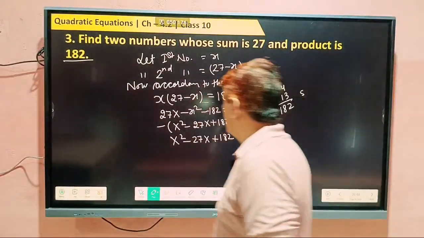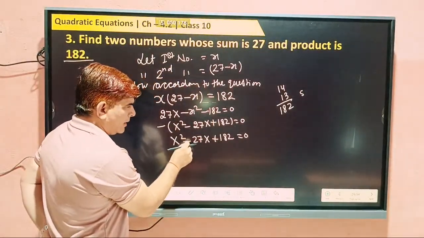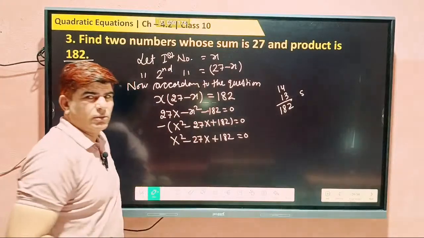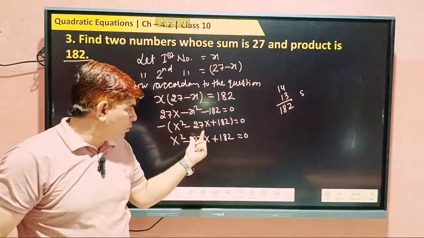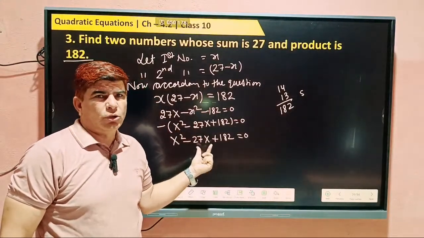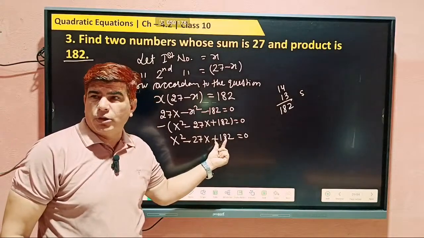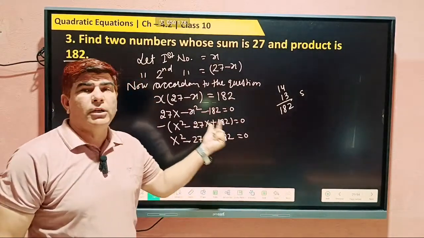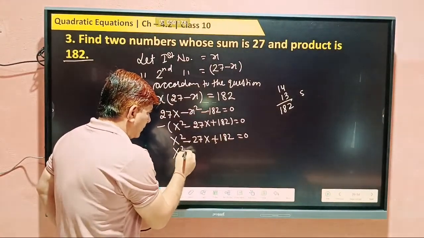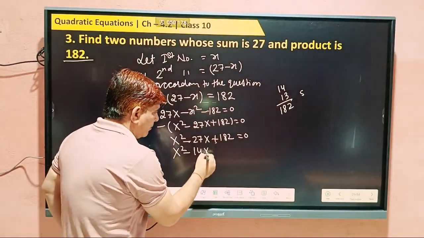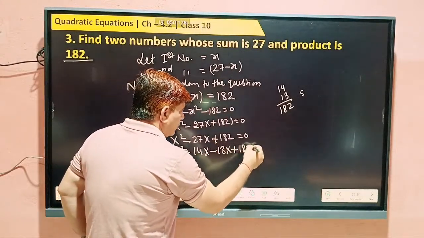182. So this is my method, I can tell you. Look one time. Here the minus sign is given, here the plus sign is given. So splitting the middle term into two parts, both come negative. It means the product is positive and the sum is negative. So how can we write? x square minus 14x minus 13x plus 182.